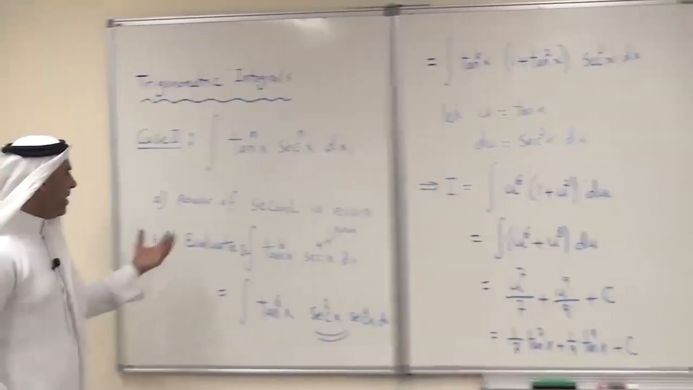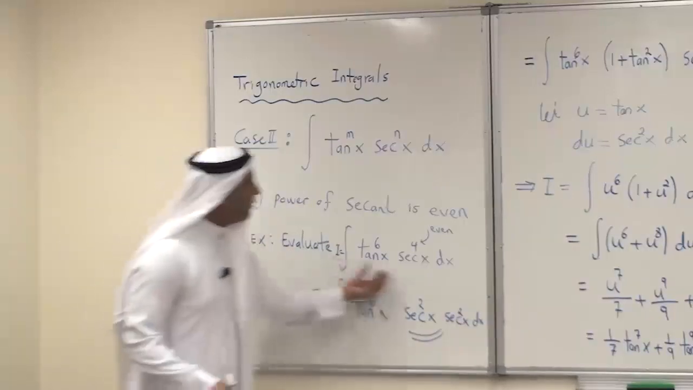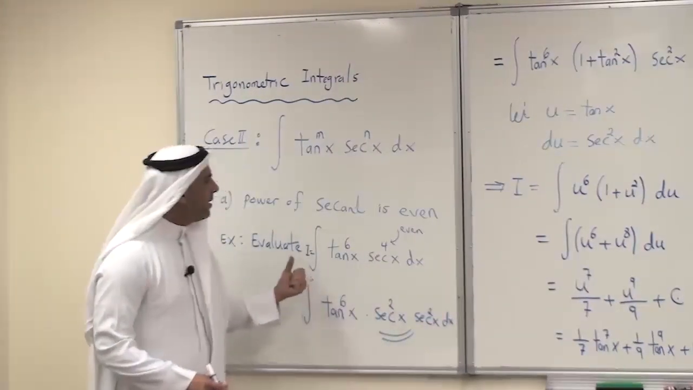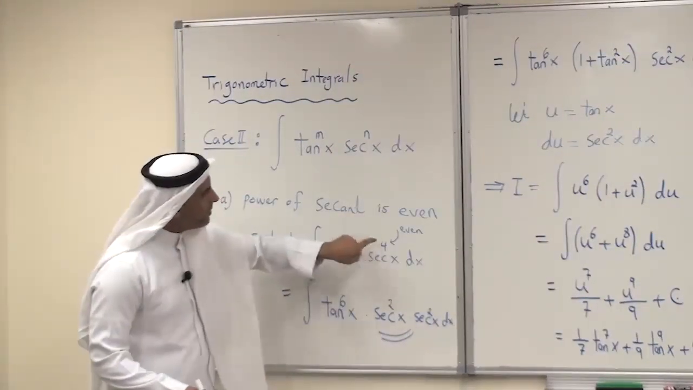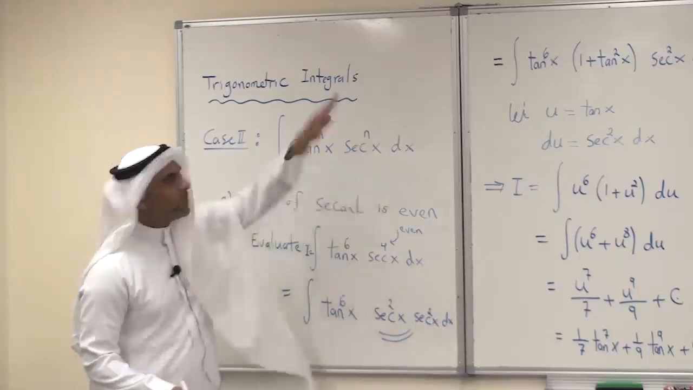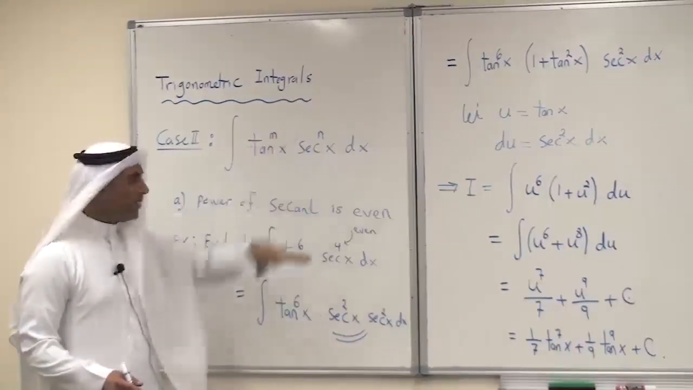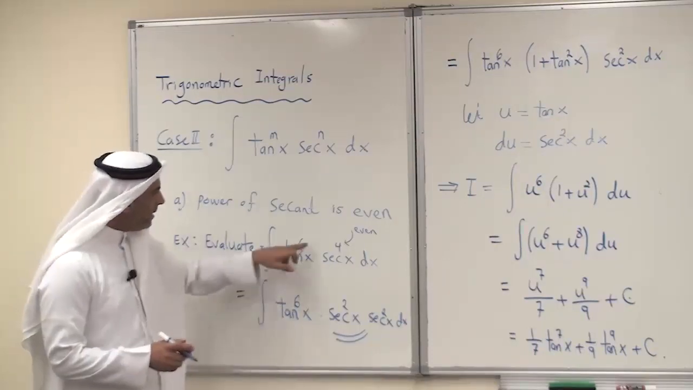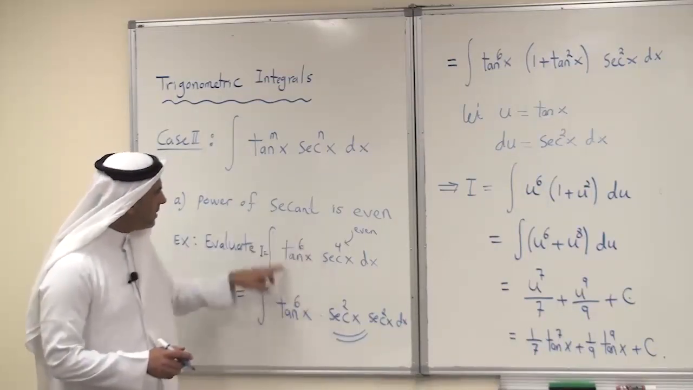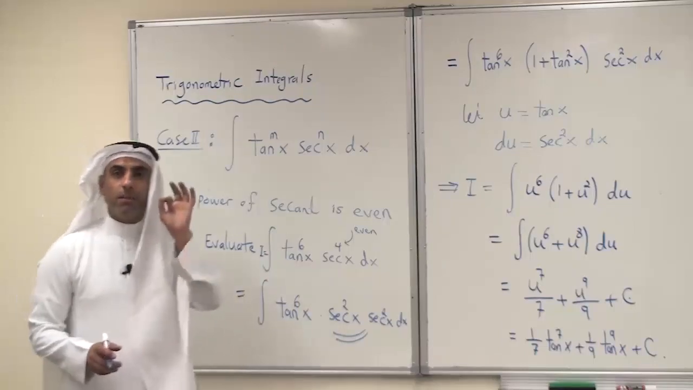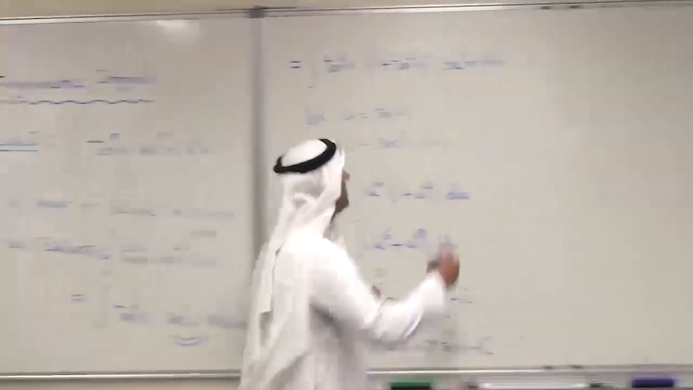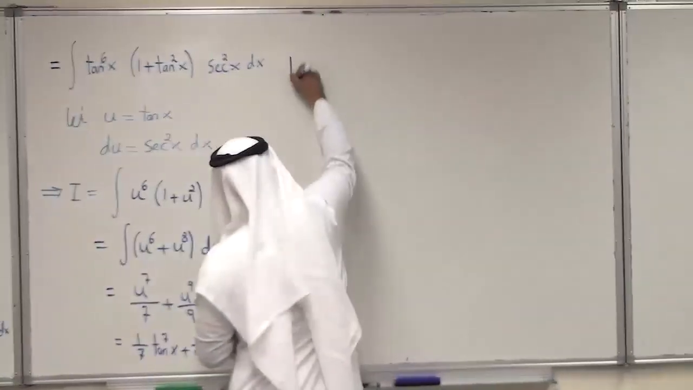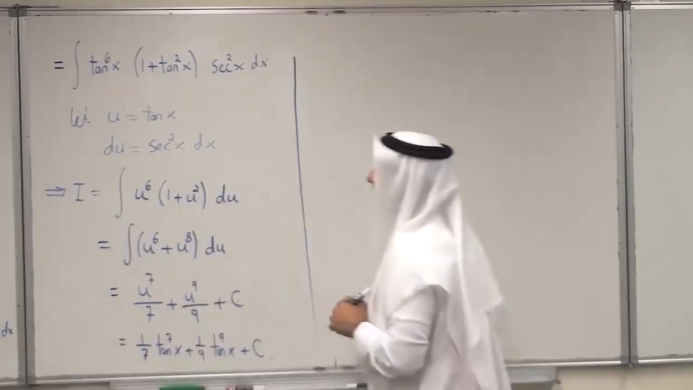So that is the way we need to treat this kind of class of integrals. Whenever we have an even power of secant, the method will be working fine. Next one, what happens if the tangent function has an odd power? That will be done in the next case.